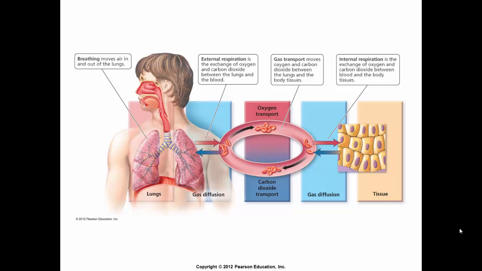Breathing or ventilation moves air in and out of the lungs. External respiration is the exchange of oxygen and carbon dioxide between the lungs and the blood. Gas transport moves this oxygen and carbon dioxide between the lungs and the body tissues. And internal respiration is the exchange of oxygen and carbon dioxide between blood and the body tissues and cells.